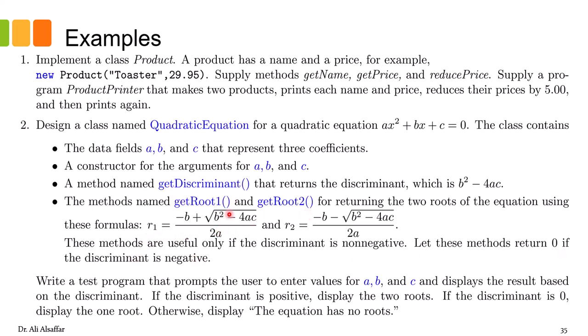So we will test the discriminant. If it is negative, then the roots will be equal to 0. Otherwise, each of them will return the root. So write a test program after we finish the class. Write a test program that prompts, meaning asks the user, to enter the values for a, b, and c, and displays the result based on the discriminant. If the discriminant is positive, display the two roots. If the discriminant is 0, display the one root. Otherwise, display that the equation has no roots.